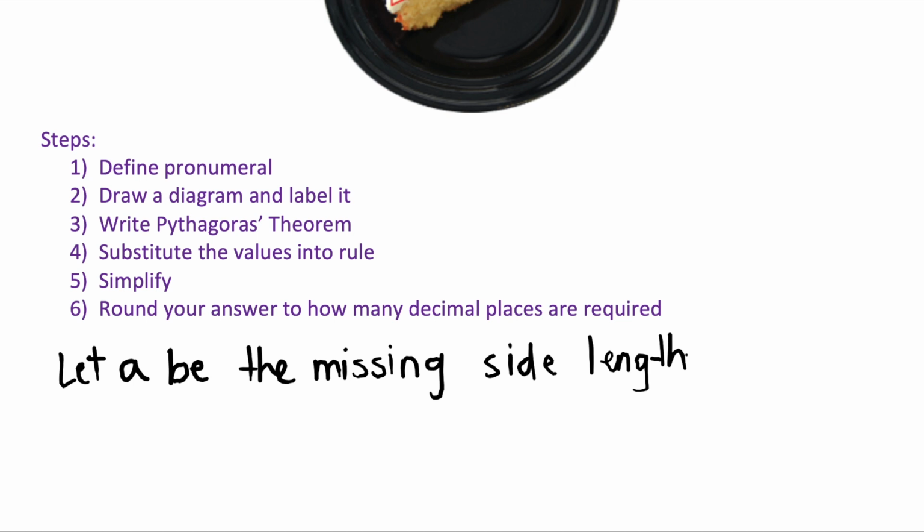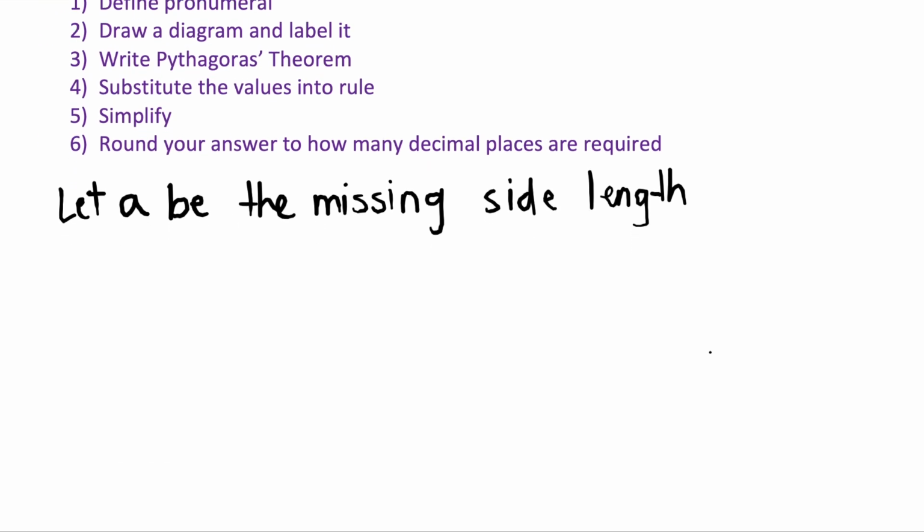Okay, now we're going to draw the diagram, and we're going to label it. So I'm going to draw it like this. And I'm going to label it. It says here that this side is 84 millimeters, and the hypotenuse is 12 centimeters. This is my right angle triangle. Perfect. And I decided that A was the missing side, so this one is A.